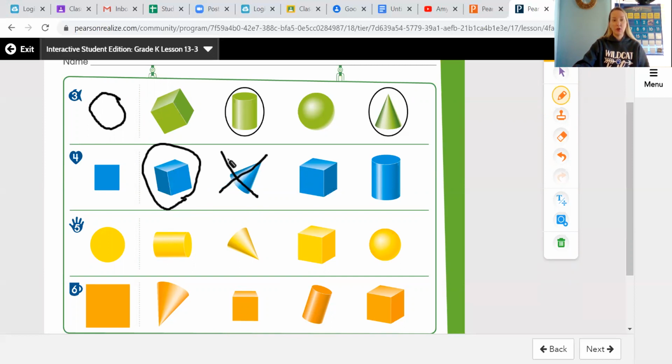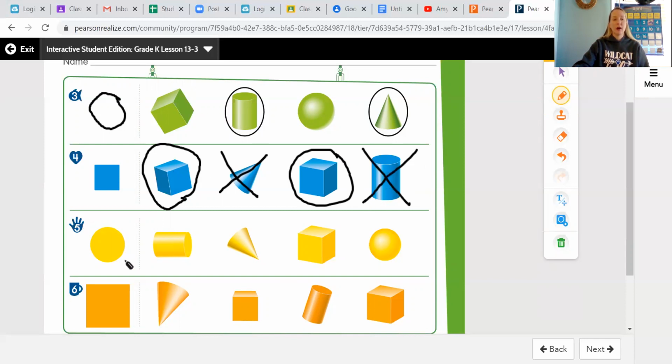Oh, we have another cube. If this cube had a flat surface that was a square, this one must also have a flat surface that is a square. Go ahead and circle that. And your cylinder. Think about the shapes at the top, the flat shape at the top and bottom of a cylinder. Is that shaped like a square? Nope, cross it out. That one has a circle.